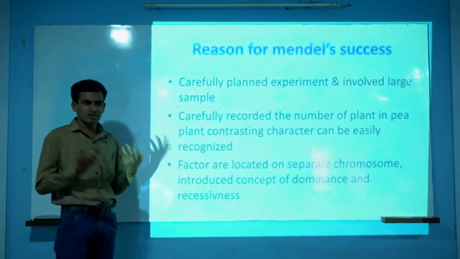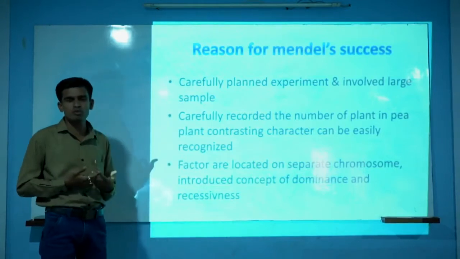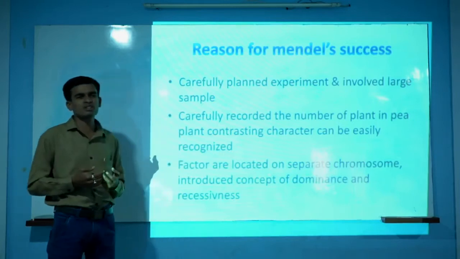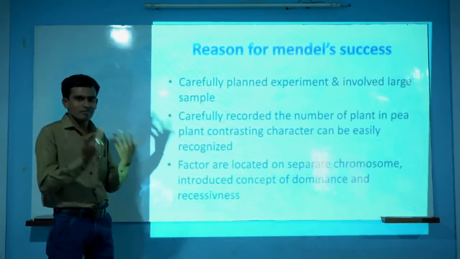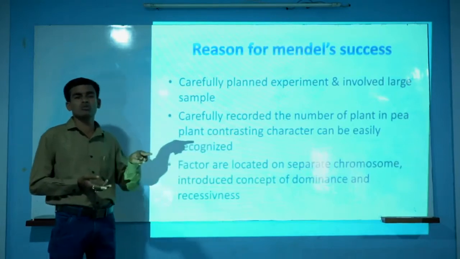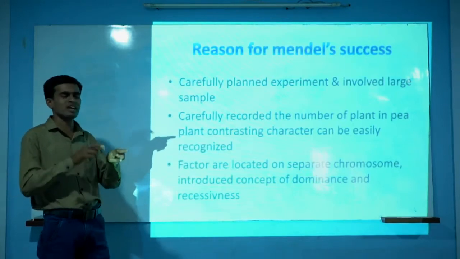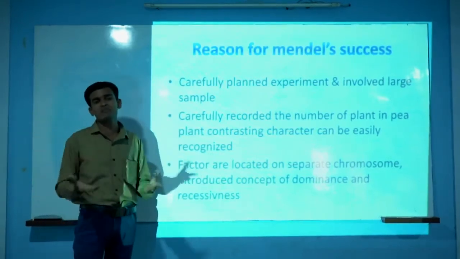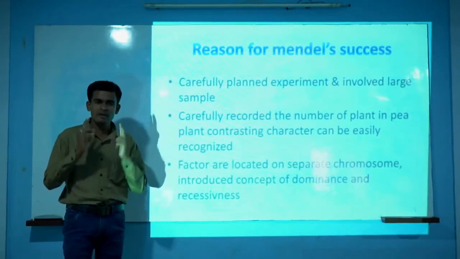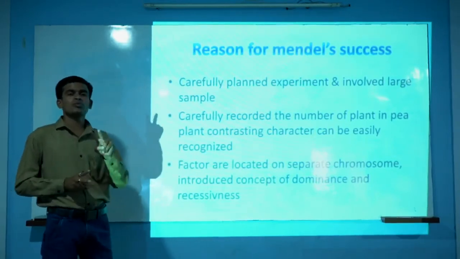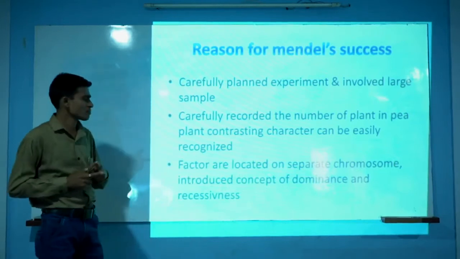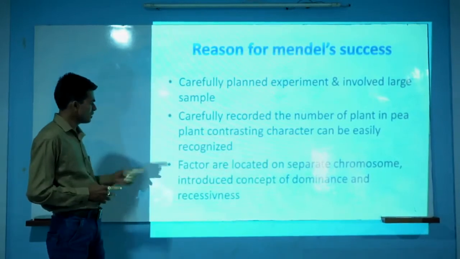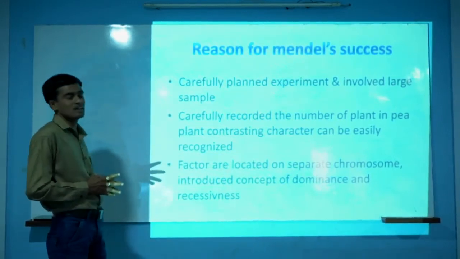We know that in our body there is a diploid number of chromosomes. Homologous chromosomes are there, meaning the characters expressed are present on both chromosomes. Genes are located on both chromosomes, and both genes are responsible for the expression of the characteristics. One becomes dominant, another becomes recessive. Likewise, Mendel called these two alleles responsible for the expression of characters. So factors are located on separate chromosomes, and he introduced the concept of dominance and recessiveness.